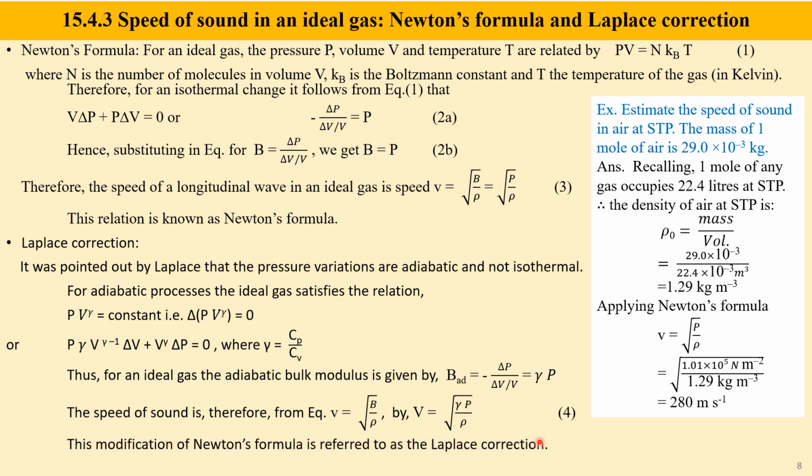The modification of Newton's formula is known as the Laplace correction. So equation 4 is the Laplace correction. For air, the value of gamma is 7 by 5. Thus, using the Laplace correction to estimate the speed of sound in air at STP, we get the value as 331.3 meters per second, which agrees with the measured speed.